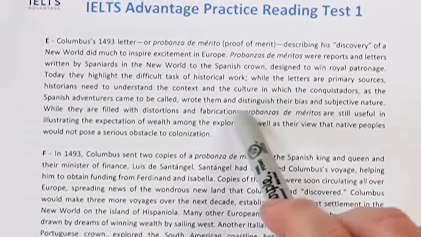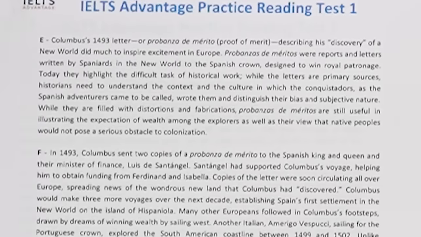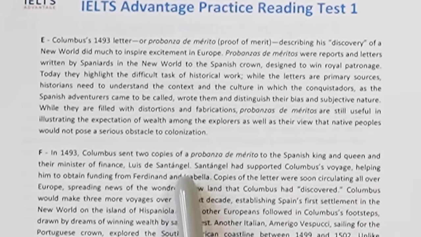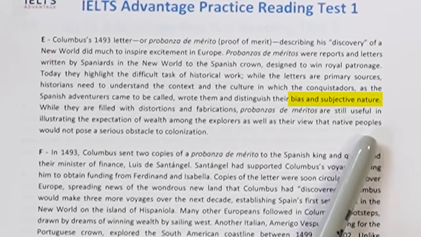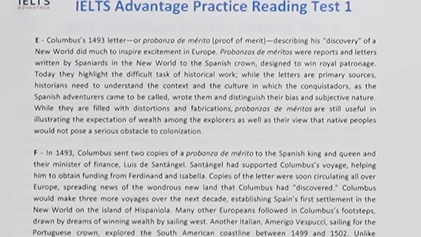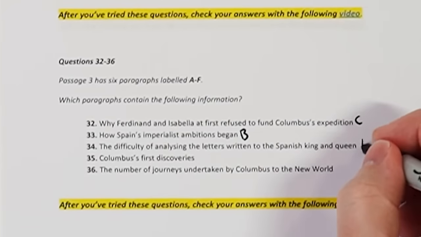There's some mention of letters here. Columbus's letters. Okay, so we have letters, but we need to read carefully to see if there's difficulty analyzing it. So it doesn't say directly here. Do you need to read between the lines and understand the context here? So they have bias and have a subjective nature. They are also filled with distortions and fabrications. Now, all of these are negative things when it comes to using these as reliable sources. But even if you didn't really understand that, this is the only place where they talk about a letter. This is more talking about a report. So we can put E in here.